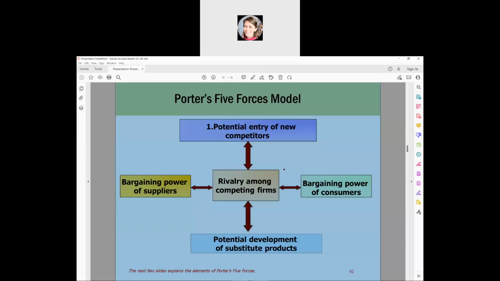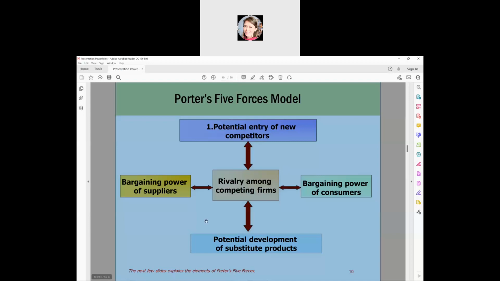these five forces model explained. Each and every one of these is explained in depth. All right, so what you need is to understand what these actually are. For example, bargaining power of suppliers, right?